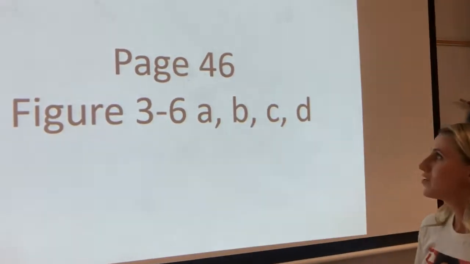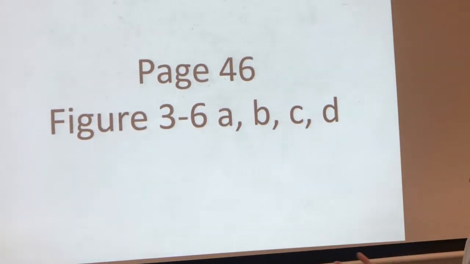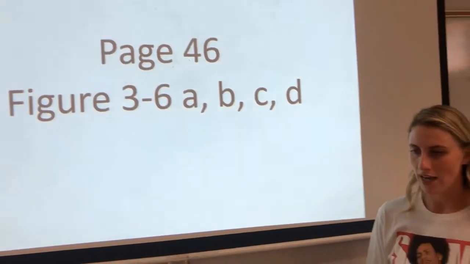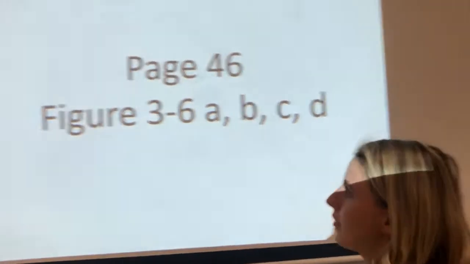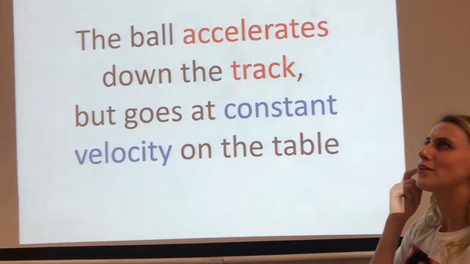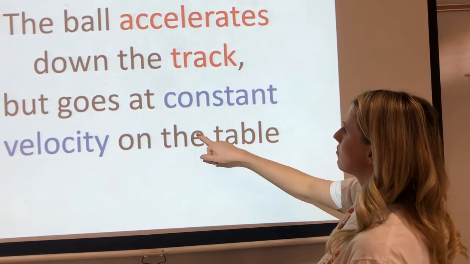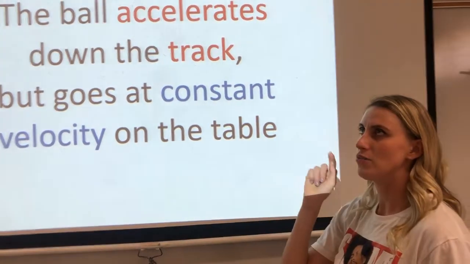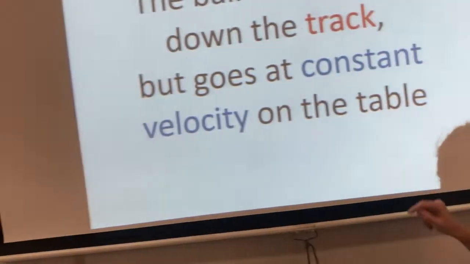Okay. So on page 46, like we just looked at, we saw that when the ball was going down the track, it was that letter C. And then as it was on the table with constant velocity, it was that letter B.